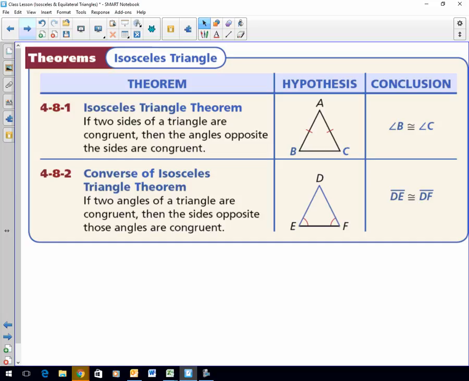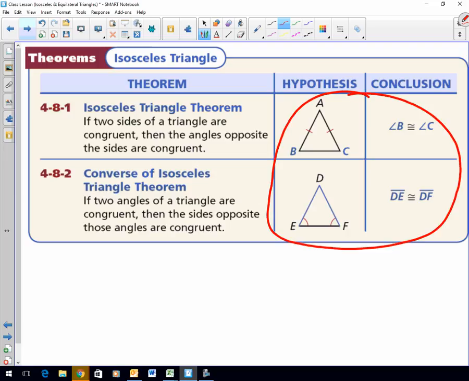Here is the crux of what you'll need to know, right over here. Look how easy this is, and it's going to be really important. We've got right triangles coming up soon, and you're going to need to know this terminology. The isosceles triangle theorem is that if two sides of a triangle are congruent, angles opposite those sides are congruent as well. When I talk about an opposite angle, angle B is opposite side AC. Angle C is opposite side AB. If side BA and side CA are congruent, then angle B and angle C are congruent.